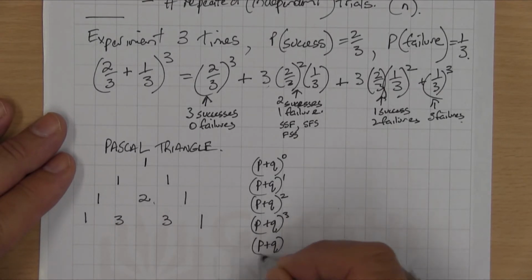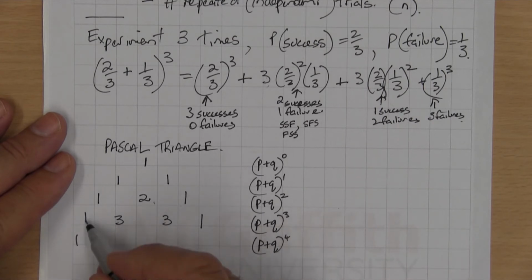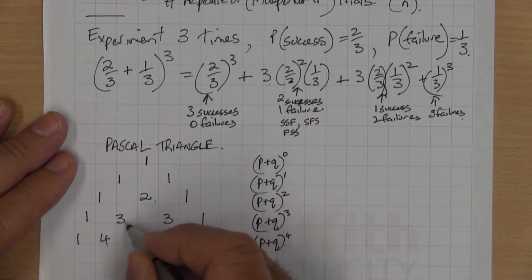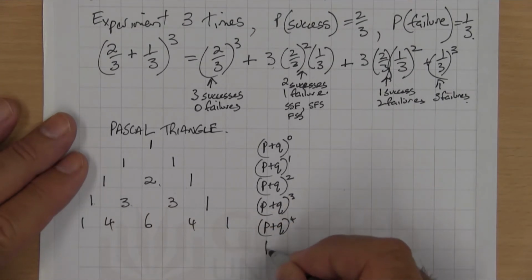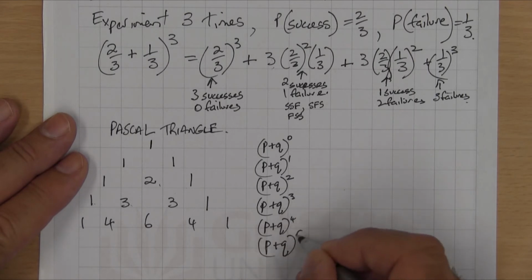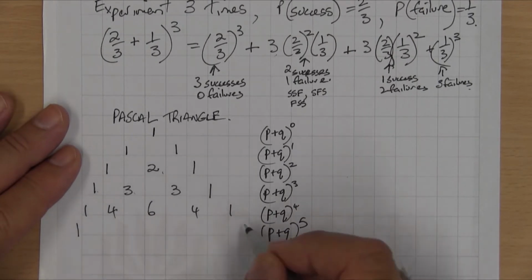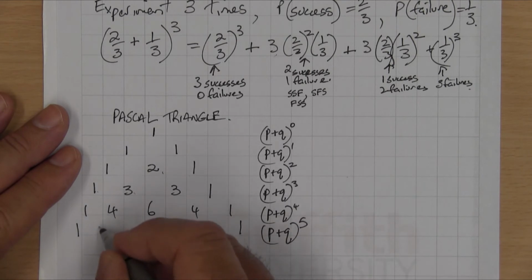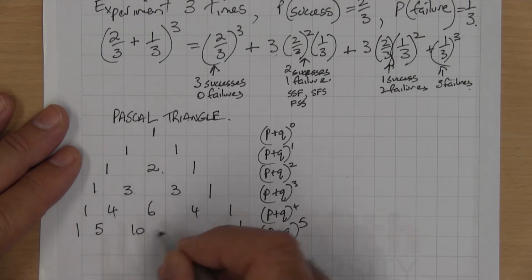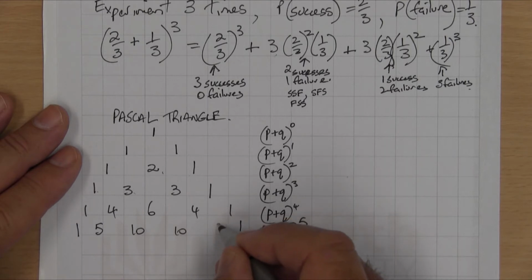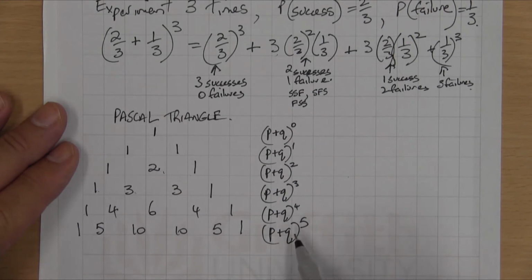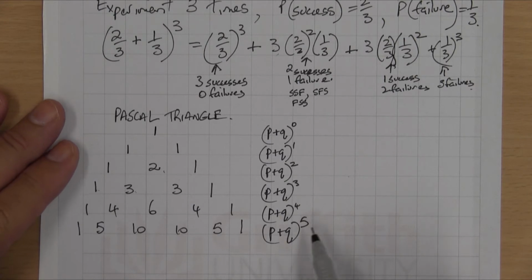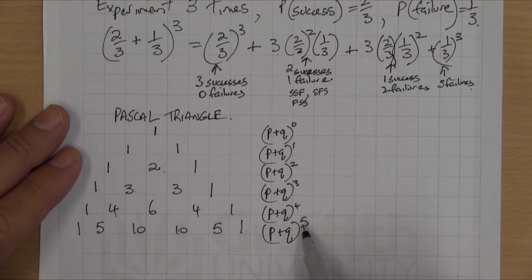P plus Q to the 4 would be 1, add the diagonal there, 4, add those 2, 6, 4 and 1, and let's go one more. P plus Q to the power of 5, start with 1, end with 1, add those 2, we get 5, add those 2, 10, add those 2, 10, 5, and you can see there's some symmetry going on here too. So this would be if P was a probability of success, Q is a probability of a failure, and you perform an event 5 times.